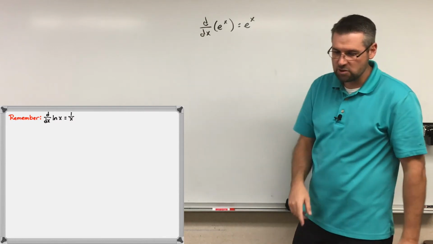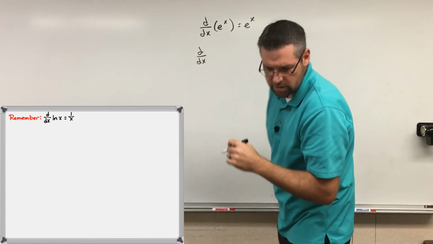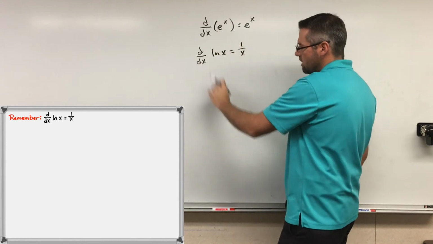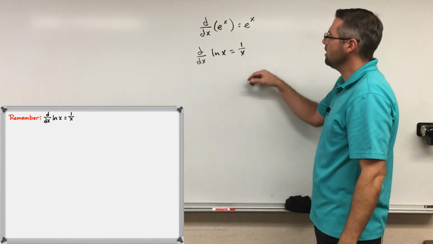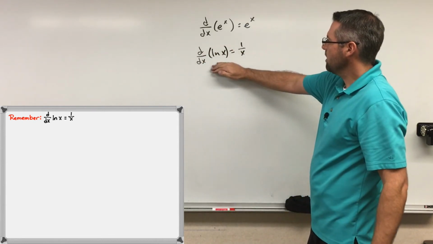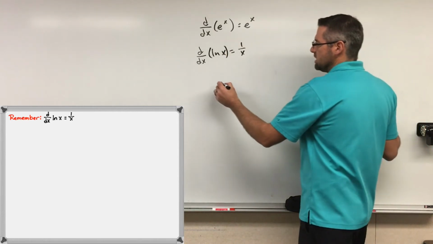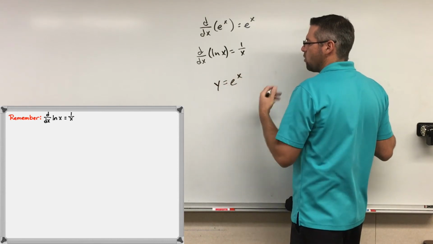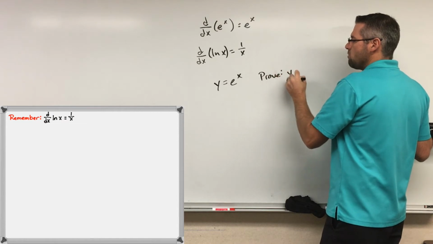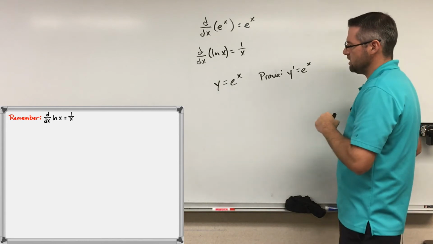I want you to remember, first of all, that the derivative of natural log of x is equal to 1 over x. Haven't gotten to the proof of that yet either, but we'll get there. If I can somehow take this and rewrite this, I might be able to figure this out. So let's say y equals e to the x, and the thing we're trying to prove is that y prime equals e to the x.